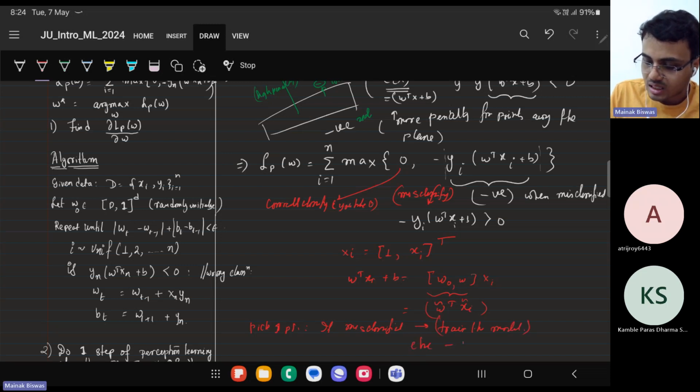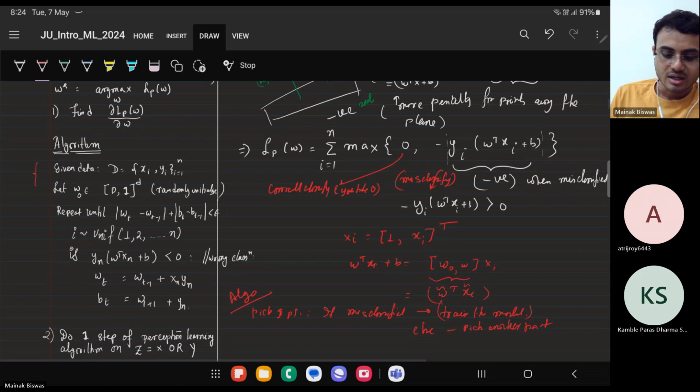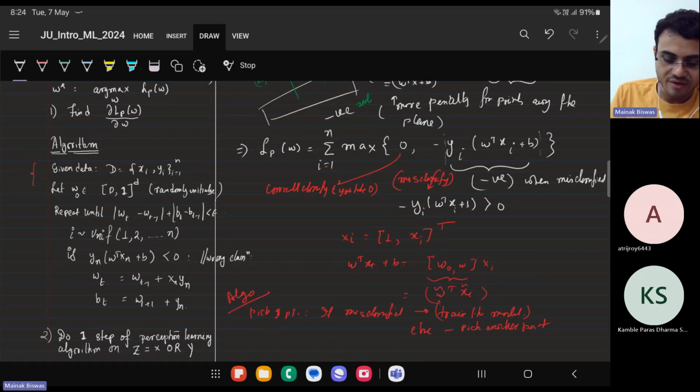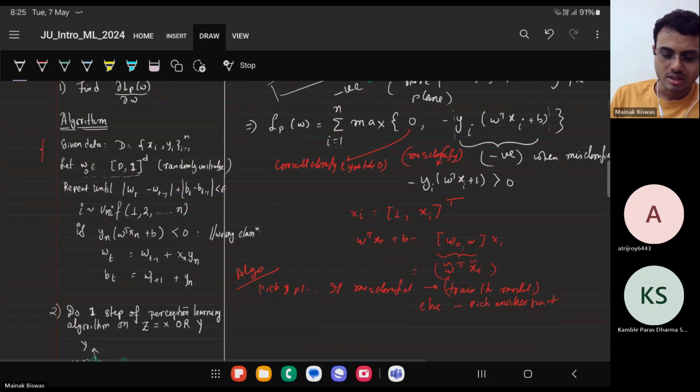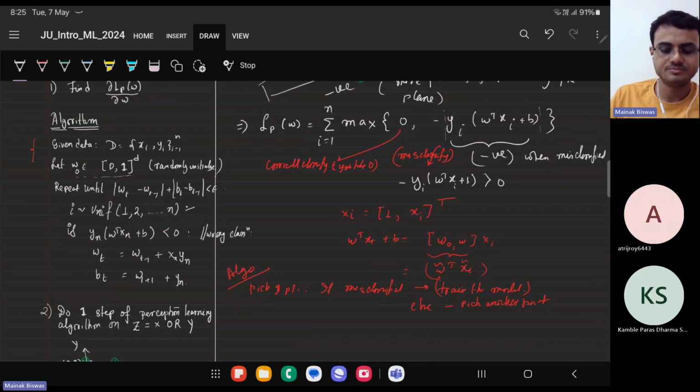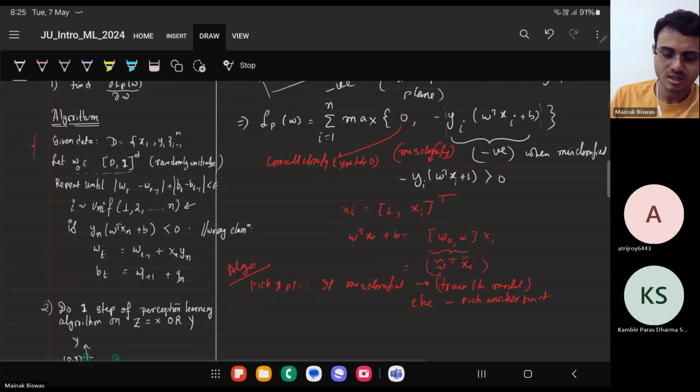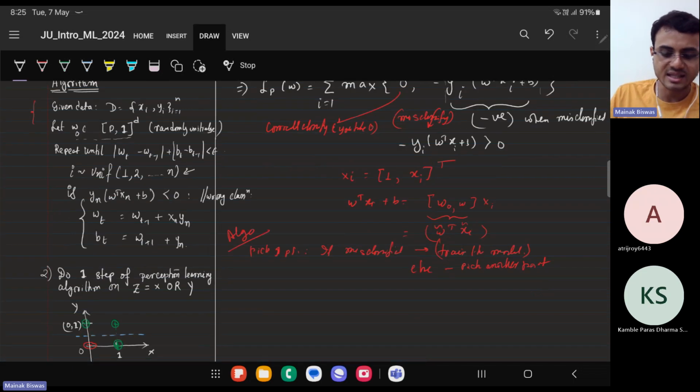Else, pick another point. This is the algorithm. You can see I've written it on the left: given a data set D and a W0, which is a randomly initialized W. You can also start from zeros, no problem. You pick a data point, and if this is less than 0, you do the update. We'll see how you do the update.